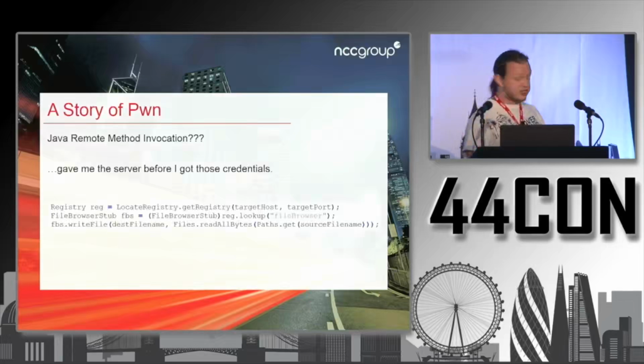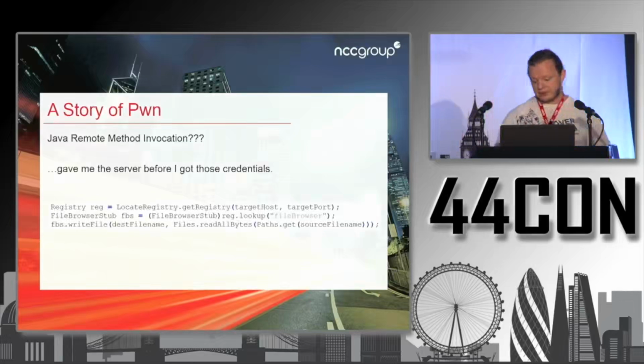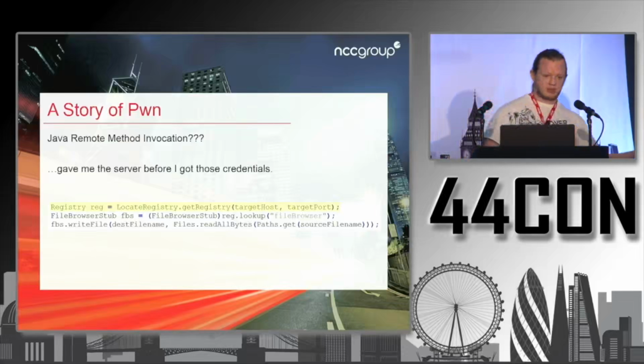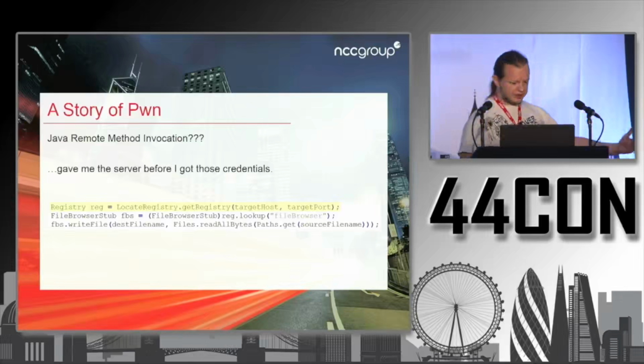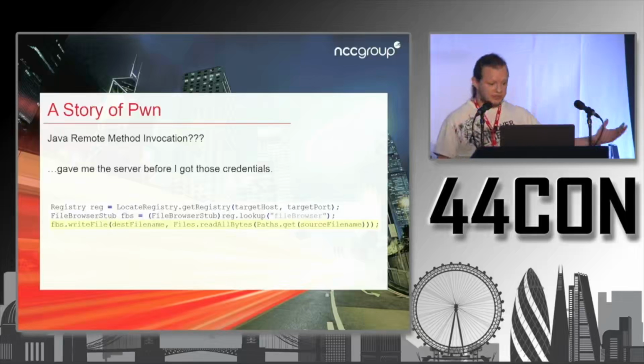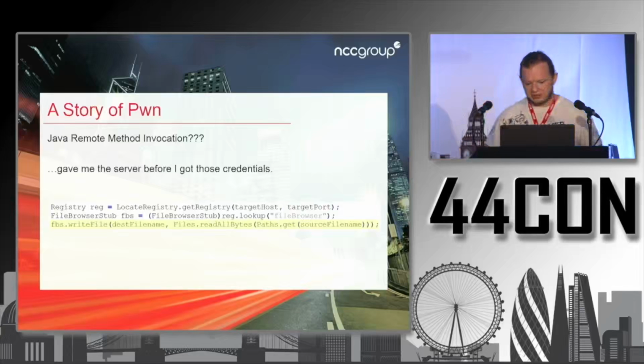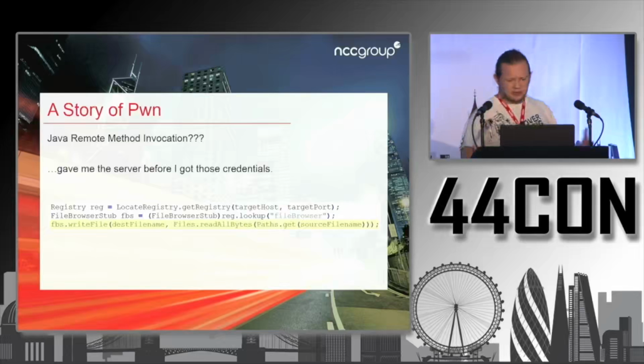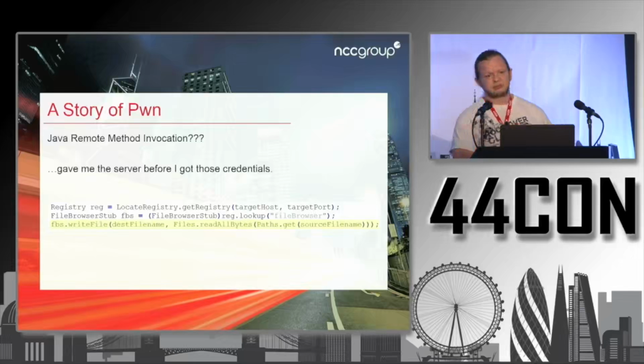It was these 3 lines of Java code. First one, I get a reference to the RMI registry service, pointing at the target server and port. I then asked that service to give me an object which was called file browser. I then said, file browser, write this file to this file name, and these are the contents. And that, in combination with a few other bits and pieces, got me the server before I got application credentials.